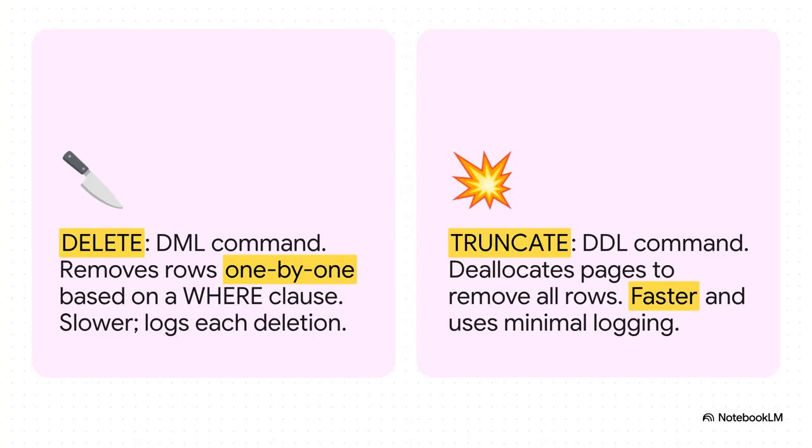Now, on the surface, they both seem to do the same thing, get rid of data. But an interviewer asking this is really checking if you're thinking about performance, about system resources. Delete is like a scalpel. It's a DML command that removes rows one by one, and it logs every single deletion. So it's slow, but it's precise. Truncate, that's a bulldozer. It's a DDL command that just drops all the data pages. It's incredibly fast, but it's an all-or-nothing deal. Choosing the right one shows you get the pattern. Do I need surgical precision, or do I need a total fast cleanup?